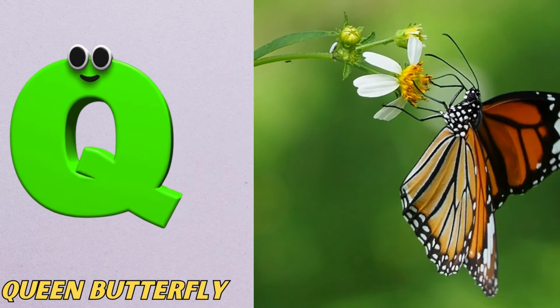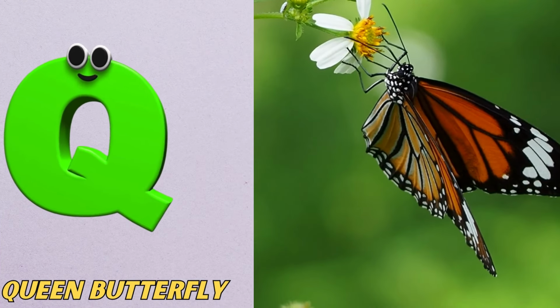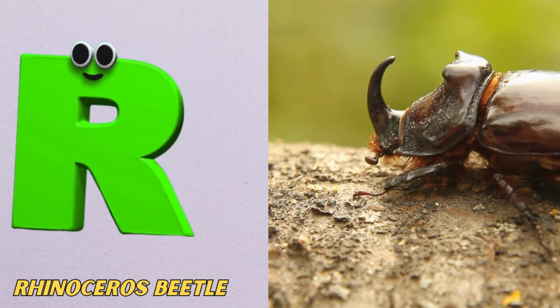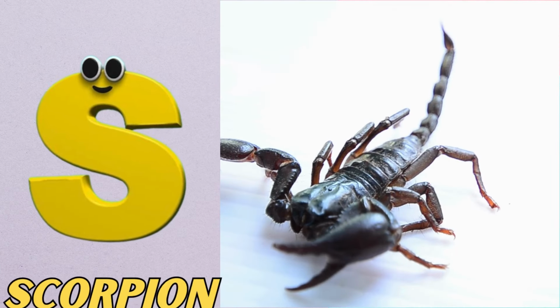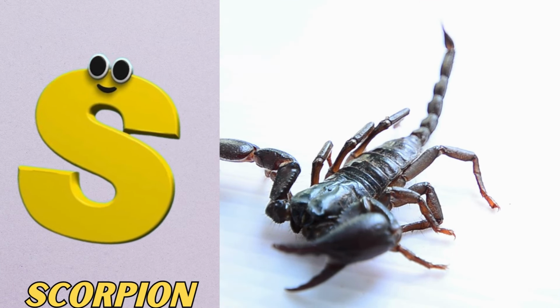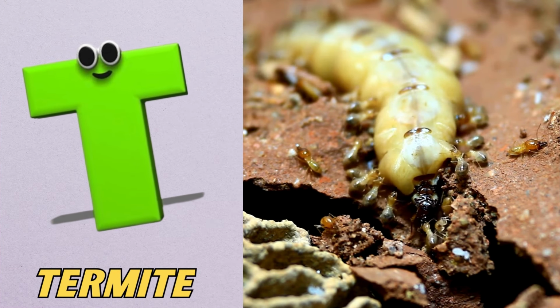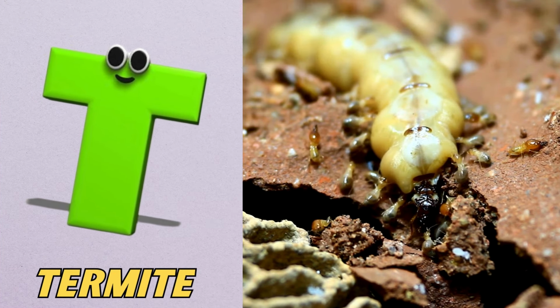Q is for Queen Butterfly. Queen Butterfly. R is for Rhinoceros Beetle. Rhinoceros Beetle. S is for Scorpion. Scorpion. T is for termite. Termite.